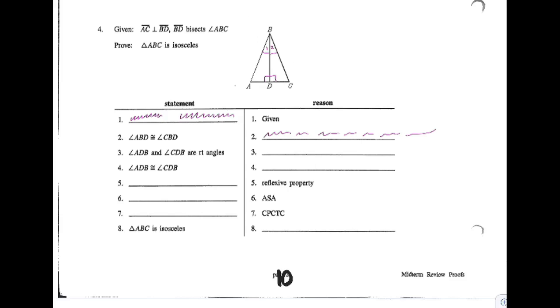Number 3, ADB and CDB are right angles. And that's because of this right here. Perpendicular lines form 90-degree angles. Now that we know that they're right angles, we can say that they're equal to each other. All right angles are congruent. Reflexive property in the middle. BD is congruent to BD. I'll mark that on the picture too.